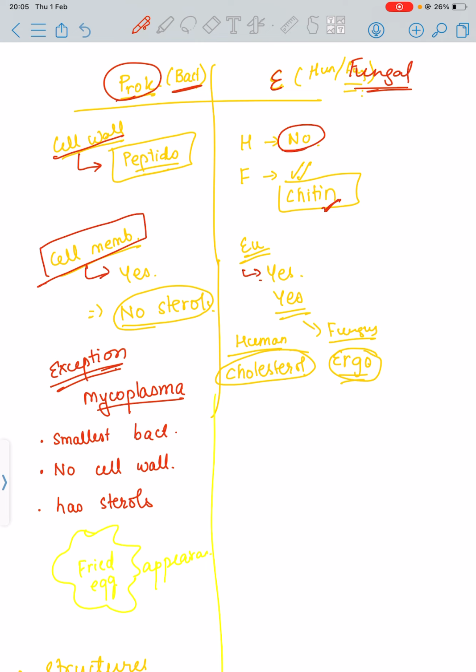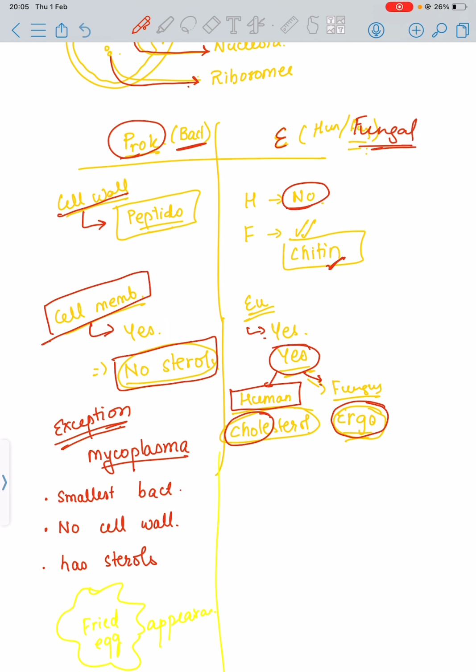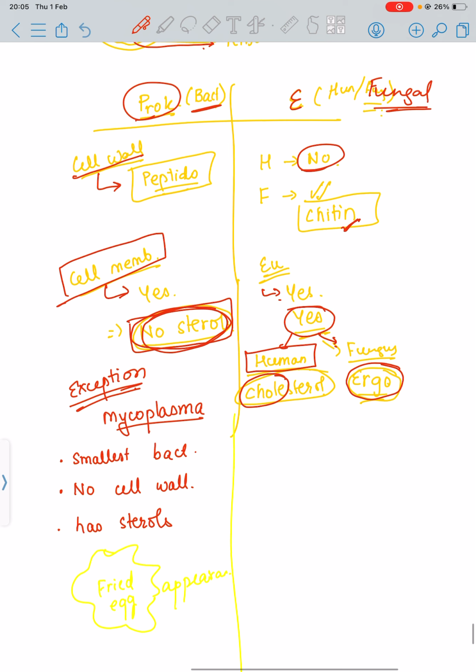Yes. But the basic difference is bacterial cell membrane does not have sterols, but eukaryotic cell membranes, they have sterols. Okay, they have sterols. Eukaryotic includes humans and fungus. Humans, they basically have cholesterol. Okay, cholesterol, and in case of fungi or fungus, it is ergosterol. You get the difference? Ergosterol. And as I said, bacteria do not have sterols, but nothing is that simple.